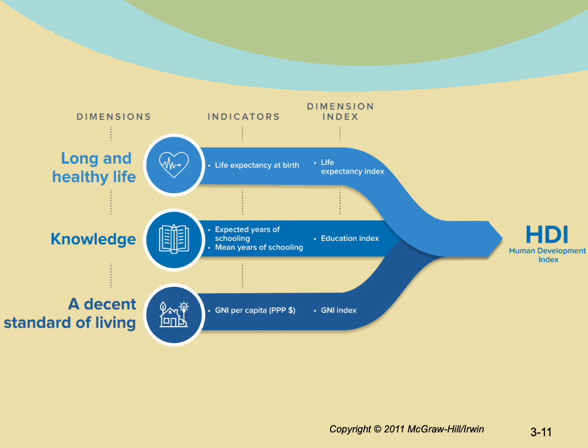The third dimension is a decent standard of living, for which, from the previous measurements, we will use GNI per capita or PPP US dollars per year as indicators. The dimension index also comes from GNI.